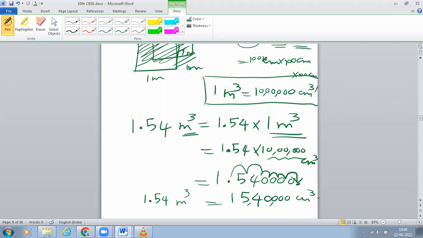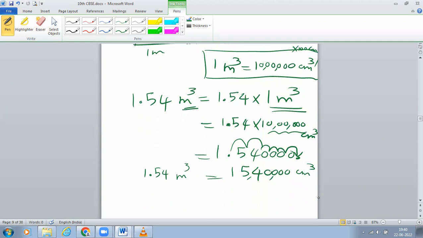Now listen, in the question, wherever we are using 1.54, we are going to replace it by 15,40,000. Then we will get the final answer. Wherever we are writing 1.54 in the question, please change it as 15,40,000, because the question is given in meter cube, but we have to substitute in centimeter cube. The reason is diameter is given in centimeter. Therefore, the radius is also in centimeter.